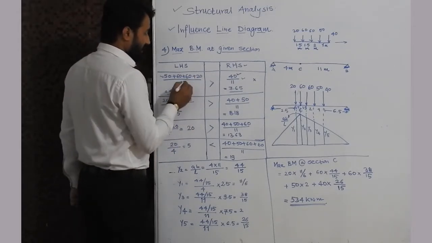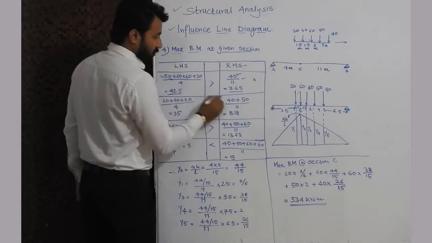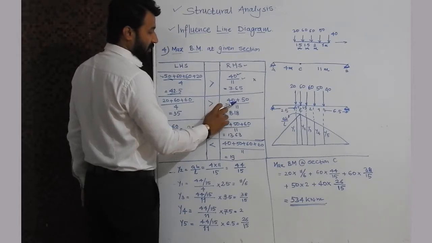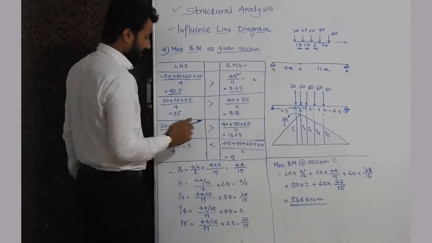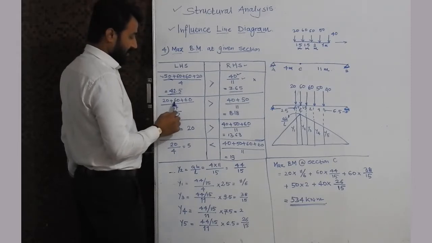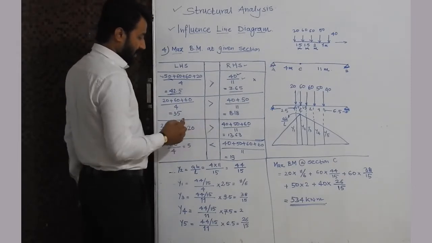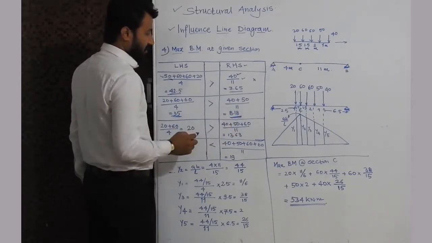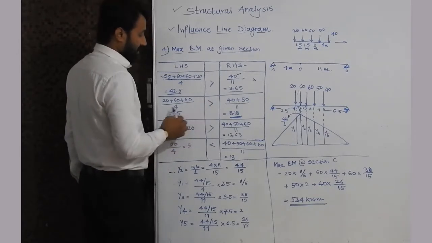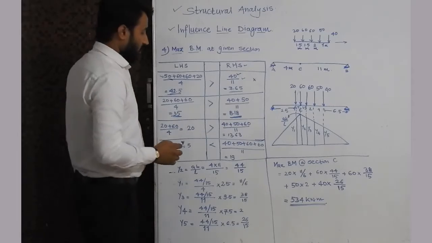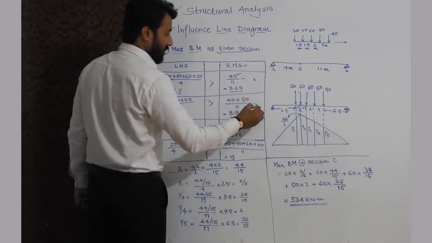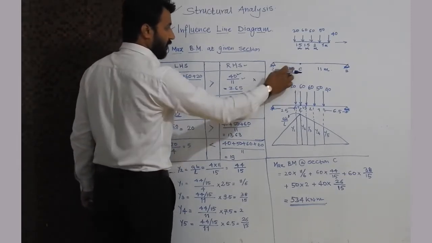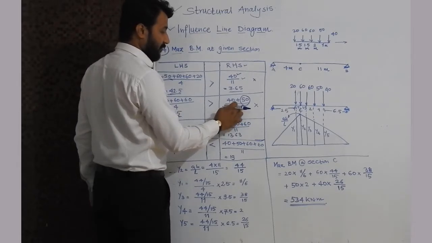We will transfer the 50 kN load to the RHS side. So on the RHS side two loads will be there, 40 kN and 50 kN, divided by 11, and the rest of the loading will be on the LHS side, 20 plus 60 plus 60 divided by 4. If you calculate this, we get the value 35 on the LHS side and 8.18 on the RHS side. Again the LHS side is larger than the RHS side, so keeping the 50 kN load on C, whatever moment we get will not be maximum.